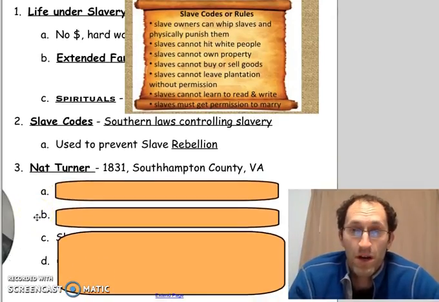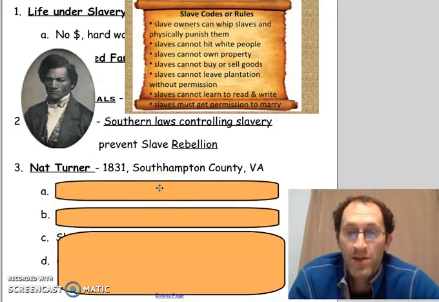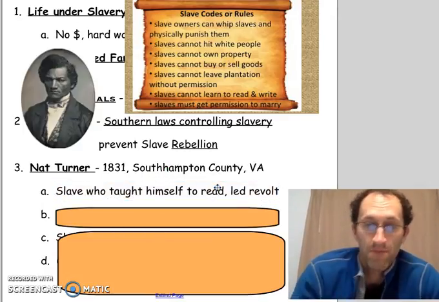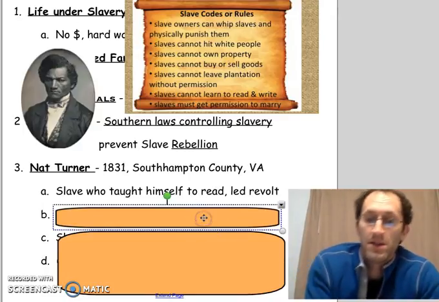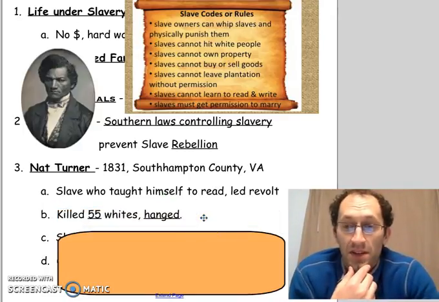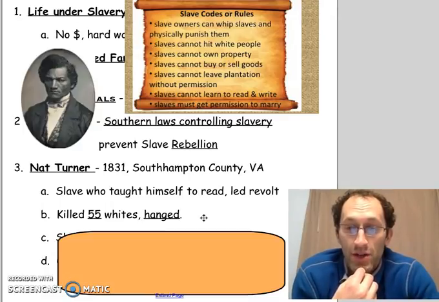Definitely was some rebellion by the slaves. We'll talk about this man first. This is Nat Turner. In 1831, he held an uprising or a rebellion in Virginia. He was a former slave. He taught himself how to read and write. Okay, he was famous for killing 55 whites. Some of them were plantation owners or masters, and when he was caught, he was immediately hanged.